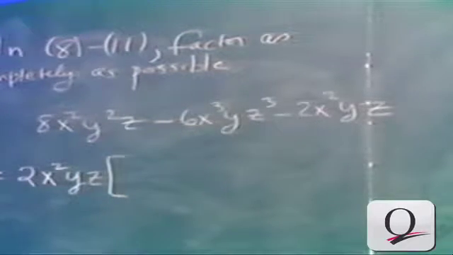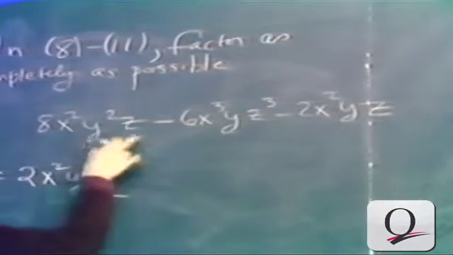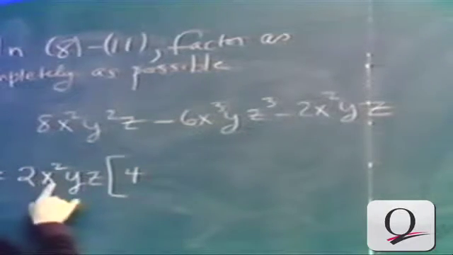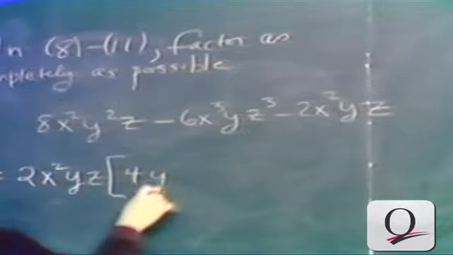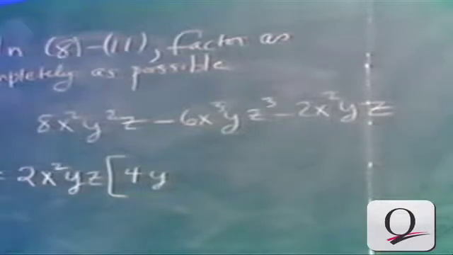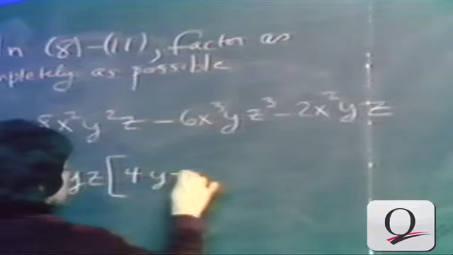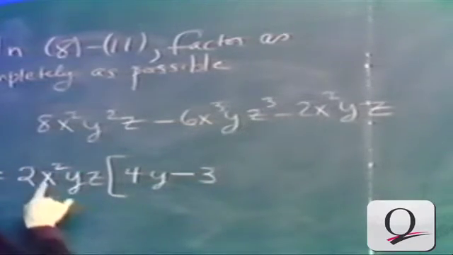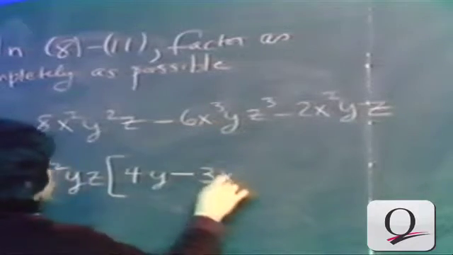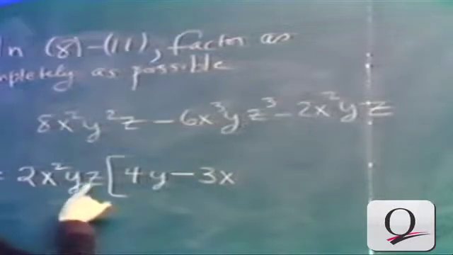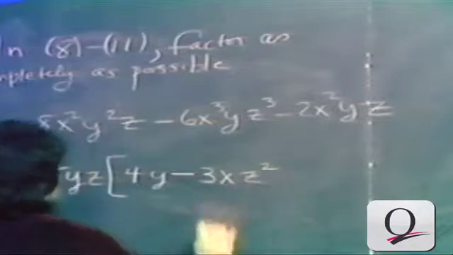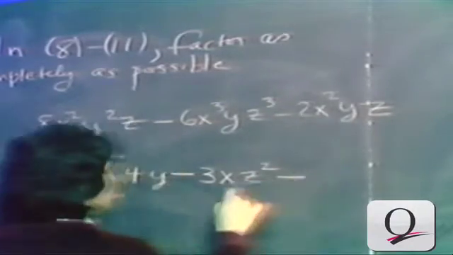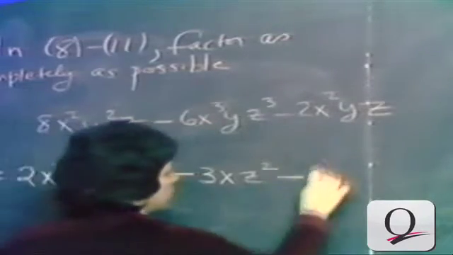And we look to see what's left in each term. Okay, having taken this out, we'd need a 4 to get the 8. X squared is okay. We need a y to get the y squared. So just 4y. Minus, now, to go from 2 to 6, we'd have to multiply by 3. To go from x squared to x cubed, we'd have to multiply by x. Y is all right. Z has to be multiplied by z squared. Minus, and we have here exactly what we have there.